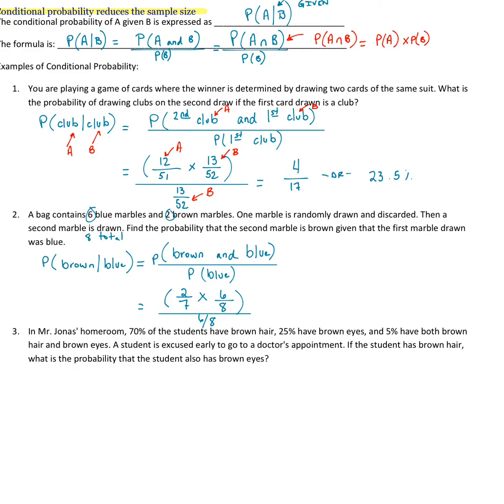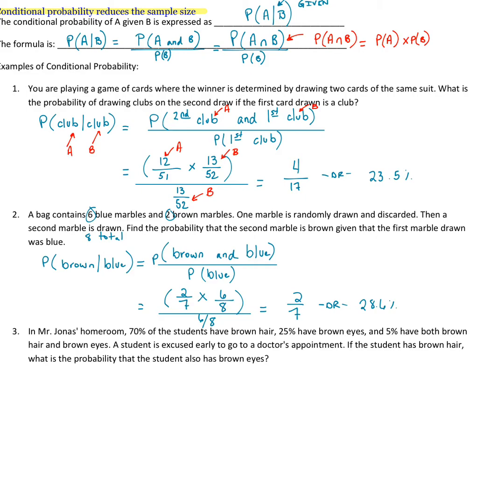So when we do all that, we end up with a 2 out of 7 chance, or 28.6%. So we said, all right, we did our blue drawing. We got a blue marble. So when we go back for that brown marble, there's only a 2 out of 7 chance.